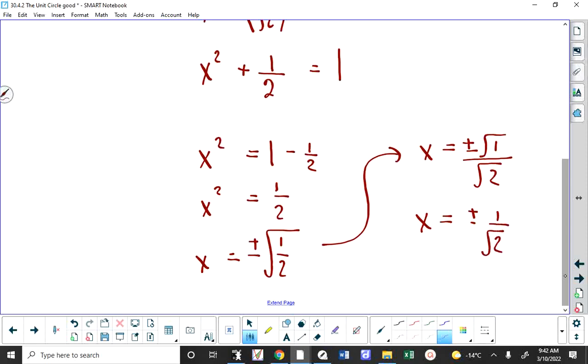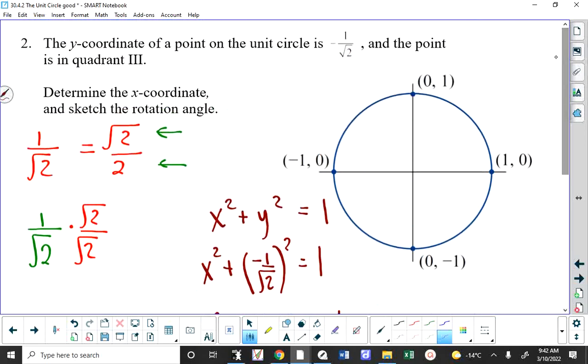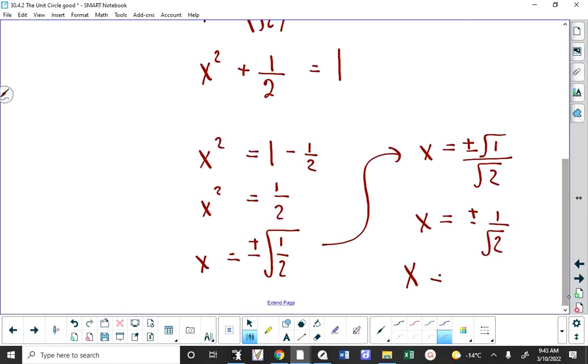And just like any other quadratic result where you have two answers, it means maybe they're both right, maybe only one is right, maybe neither of them are right. In this particular question, only one of those is right because you were told it's in quadrant 3. And in quadrant 3, x is negative. So you don't need to write this, but if we say x equals 1 over root 2 or negative 1 over root 2, we have to kick this one over the boards because it's not negative.